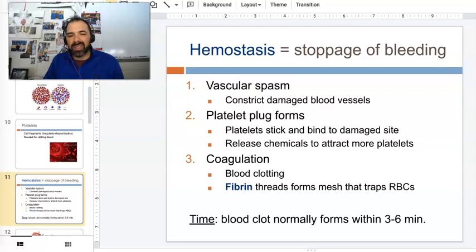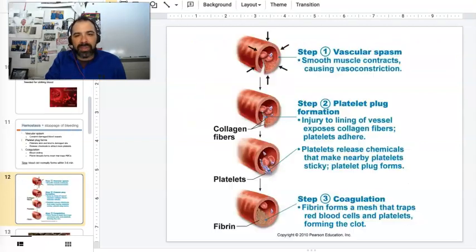This is where they constrict the blood vessels that are damaged. You get a platelet plug that forms. The platelets stick and bind to the damaged sites, and they release a chemical to attract more platelets. And then you have coagulation, which is blood clotting. And fibrin, these are threads. It forms like a net. And so usually, if you get cut, the blood clot should be happening within 3 to 6 minutes.